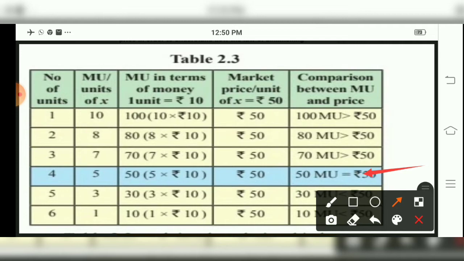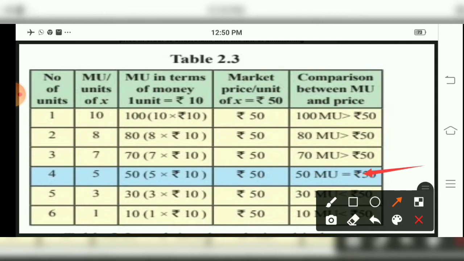We already studied in law of DMU that when total utility reaches its maximum, then marginal utility is 0. Keep in mind, when TU reaches its maximum point, then point of staticity comes and MU is 0. So here also, when we are studying about relationship between price and marginal utility, your price is equal to 50 and MU is equal to rupees 50. That time it is called as consumer's equilibrium, children.